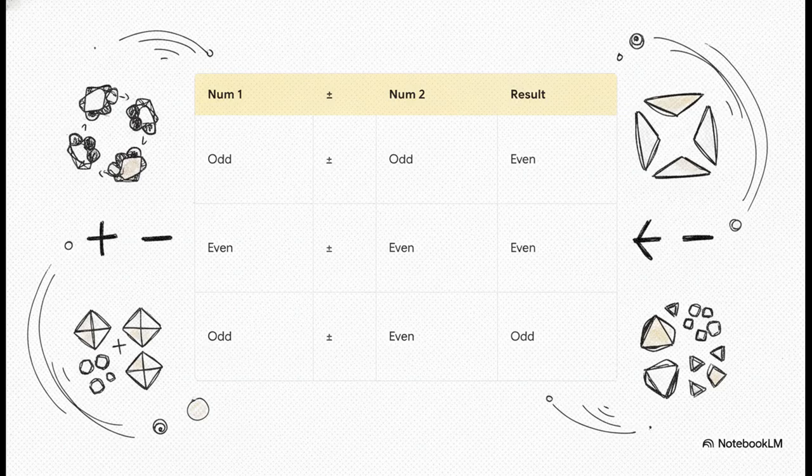Every single time. But the second you mix them up, introduce an odd to an even, you're left with an odd result. It's this perfectly predictable system of balance and imbalance that literally rules every single number in the universe.